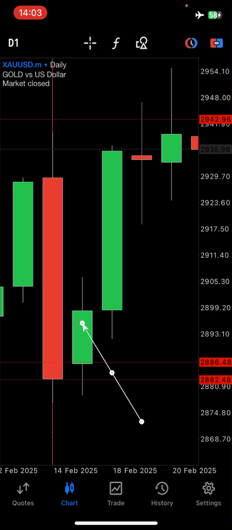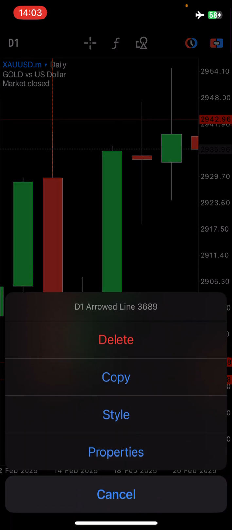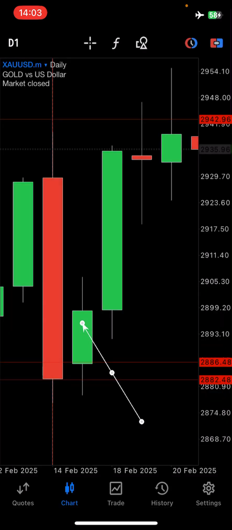Don't try to pick tops and bottoms. That will really hurt you if you are trading. That will really hurt you, right? So as you can see, Monday was an up close candle. That means we've got our trade entry signal. This is our trade entry signal.